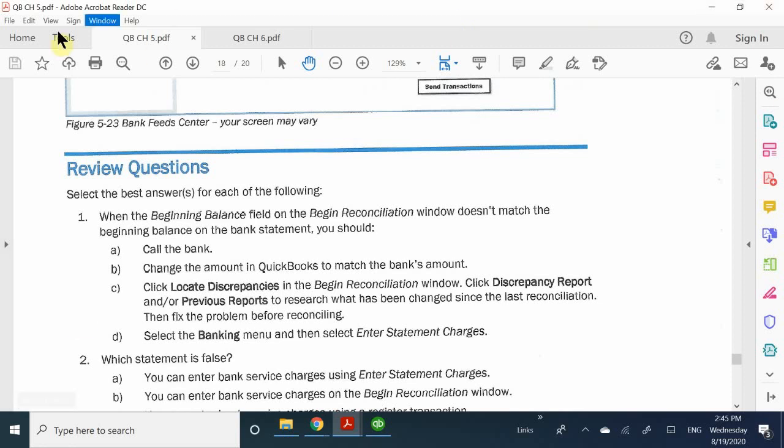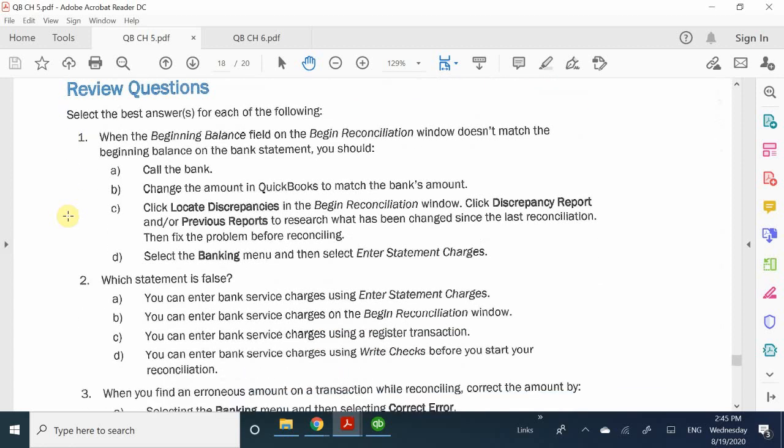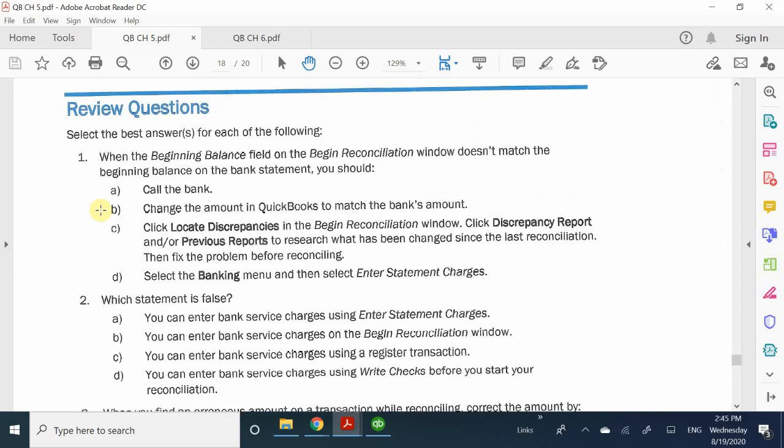All right. So select the best answers for each of the following. Number 1, okay? Ooh, this is a long one. When the beginning balance field in the Begin Reconciliation window doesn't match the bank statement, what should you do?